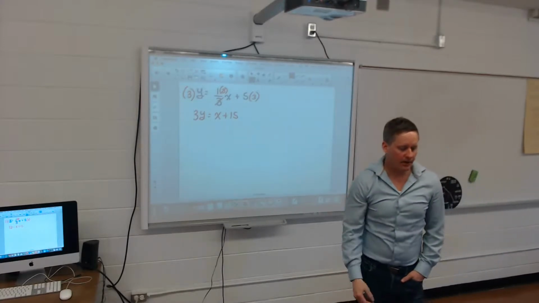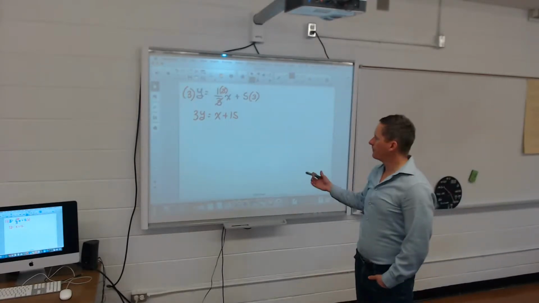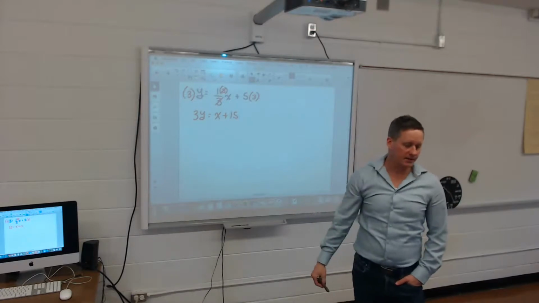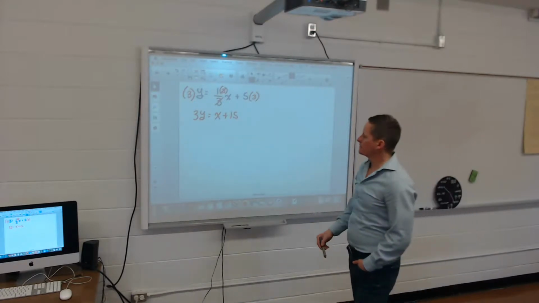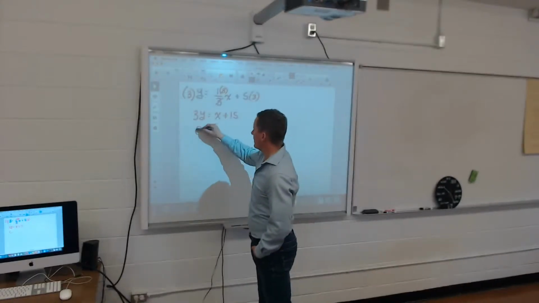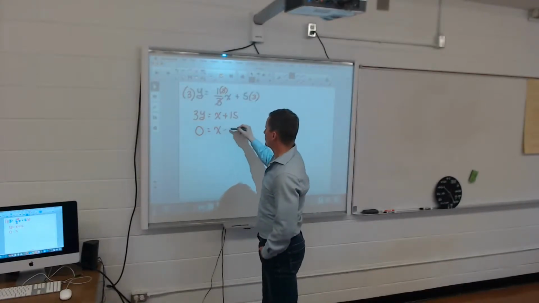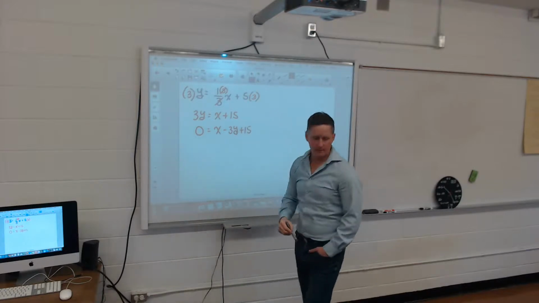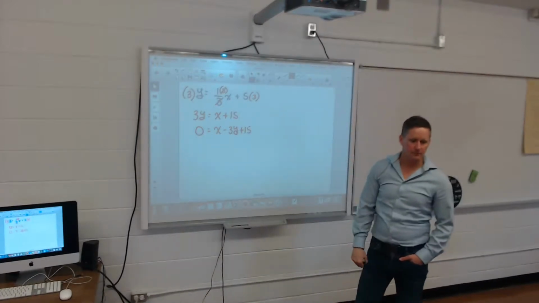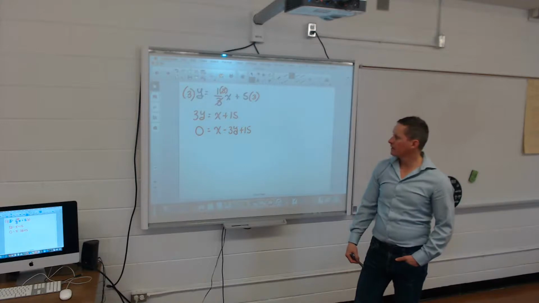And then at that point there, I want to move everything to one side. So it's easiest just to move the 3y. So I'm going to subtract it to the other side. I get x subtract 3y add 15. All right? Yep. Okay.